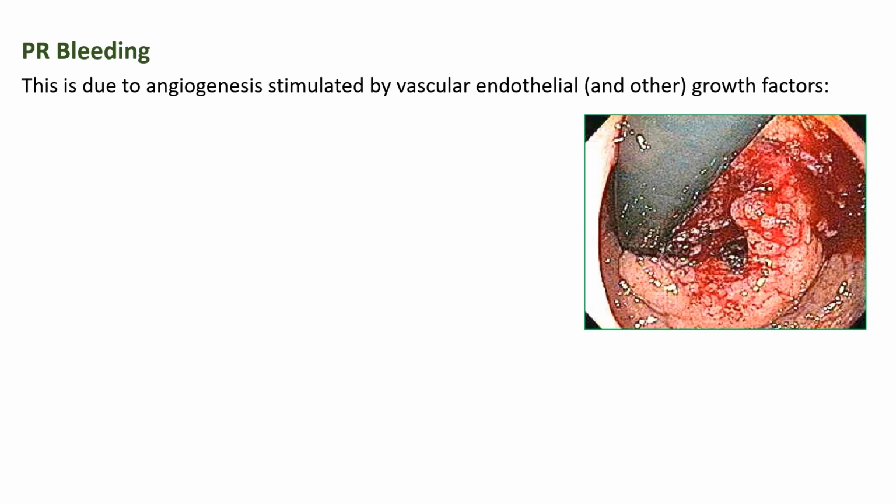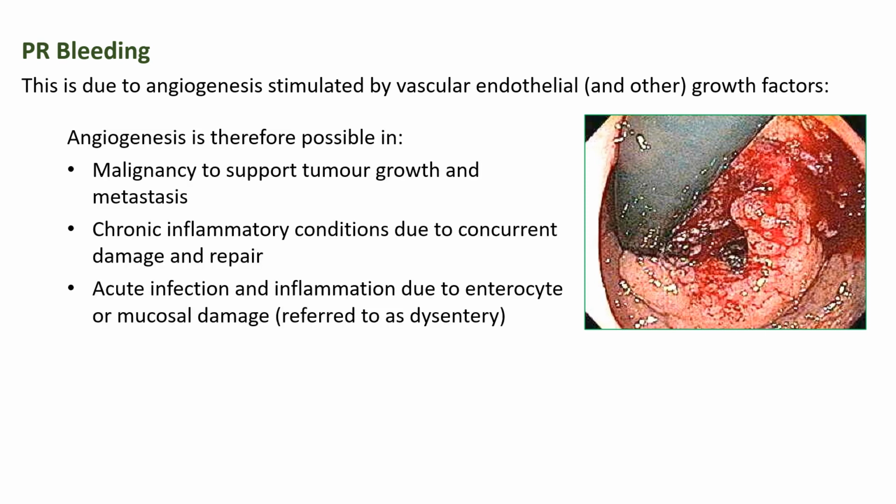PR bleeding, I should imagine you should be able to work this out for yourself by now, because this is usually stimulated in pathogenic conditions by angiogenesis. Because we have inflammation, we have vascular endothelial growth factor and other growth factors, fibroblast growth factors, remember, all stimulate angiogenesis. So angiogenesis is possible in malignancy to support tumor growth and metastasis, chronic inflammatory conditions due to concurrent damage and repair, or in acute infection and inflammation due to enterocyte or mucosal damage. And in acute conditions, this is what is generally referred to as dysentery.